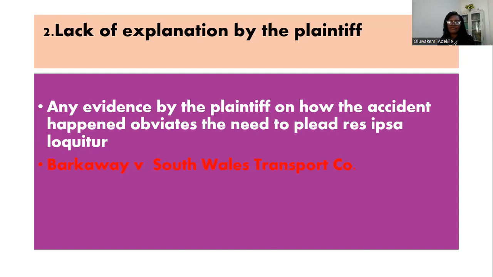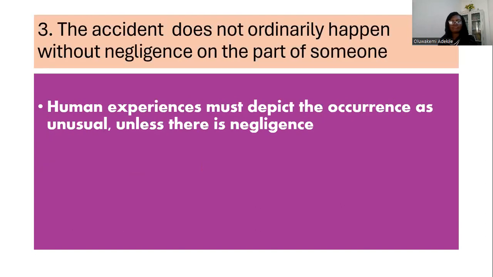How did the bag of flour fall out of a window? How did the bag of cement fall through a door of a building and hit a pedestrian on the road? If there's an explanation from the plaintiff about how it happened, then it will not apply. Then you must show that these are things that ordinarily, in the experience of man, do not happen unless someone has been negligent. If there are things that could happen anyhow, you cannot infer negligence.